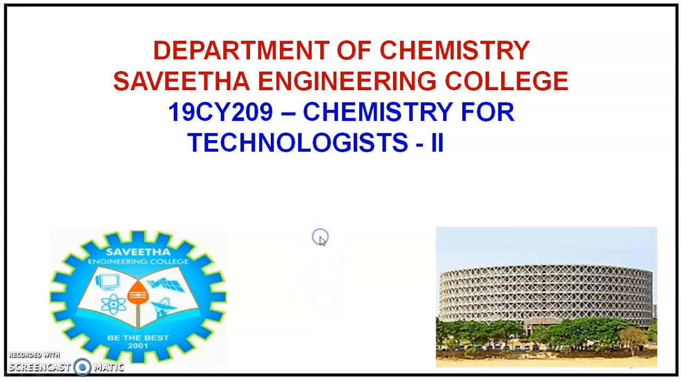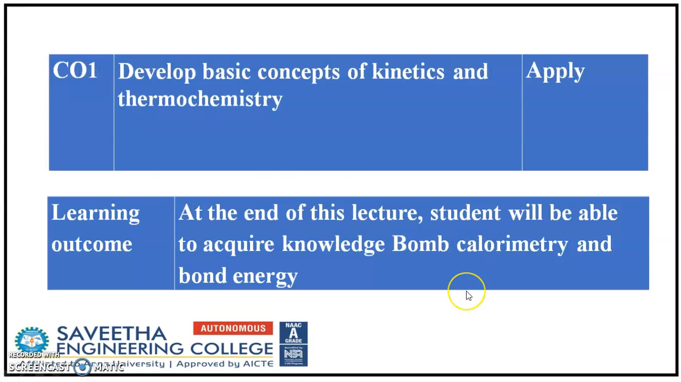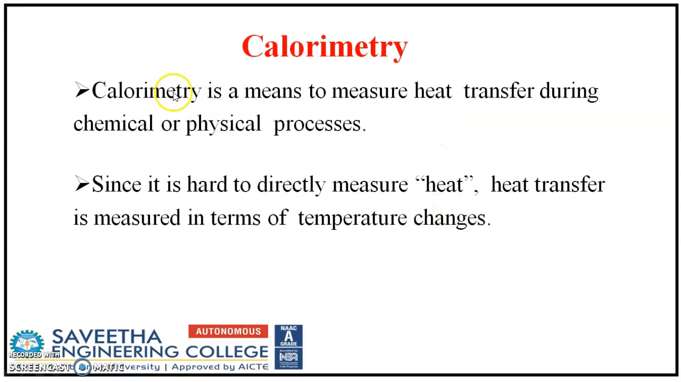Today we are going to discuss the last lecture of Unit 1, that is bomb calorimetry and bond energy. It is an instrument used to measure the delta H values at constant pressure and at constant volume. It means that it's used to measure the heat transfer during a chemical or physical process. Since it is very hard to measure heat transfer directly, it is measured in terms of temperature changes.